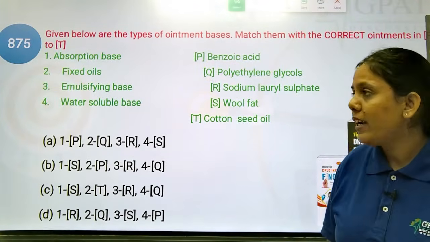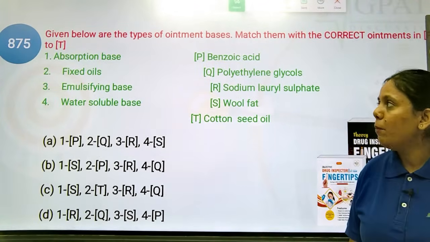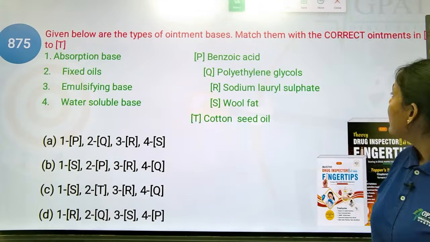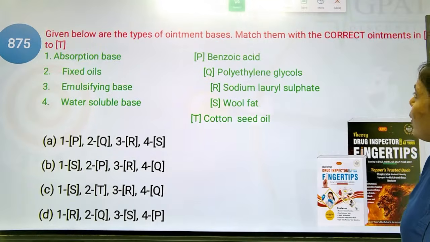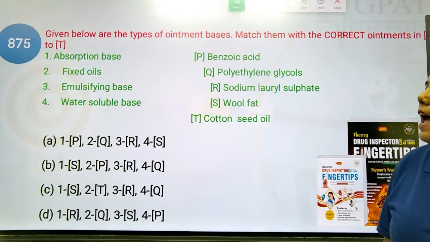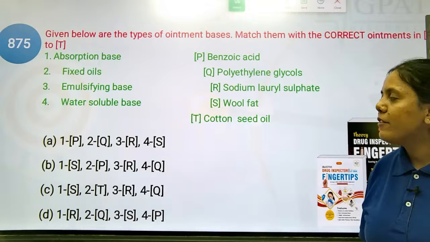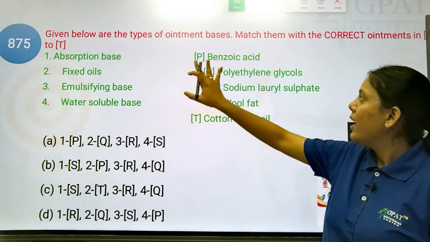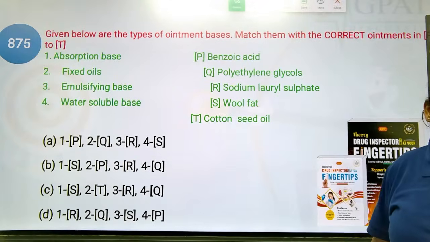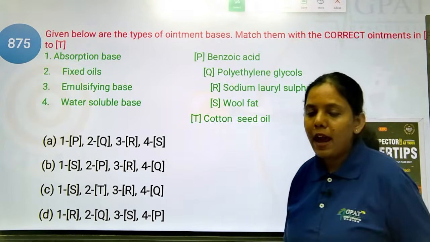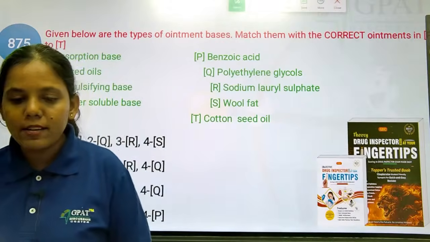Okay, again match the following. Match the following is very important. You have to see them correctly. Given below are the types of ointment base. Match them with the correct ointment. Absorption base, fixed oil, emulsifying base, water soluble base. Here benzoic acid, polyethylene glycol, sodium lauryl sulfate, wool fat, cottonseed oil. Take some time and match it correctly. Let me know what answers you are getting.